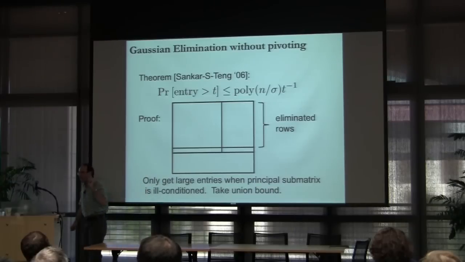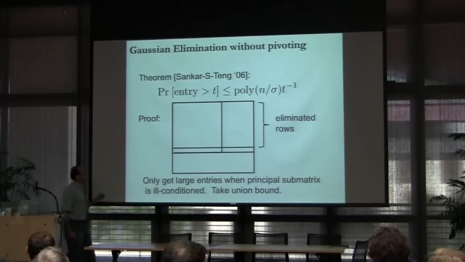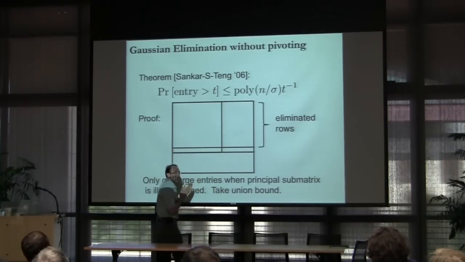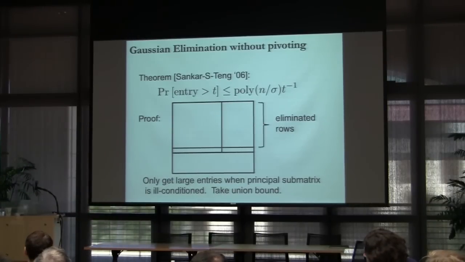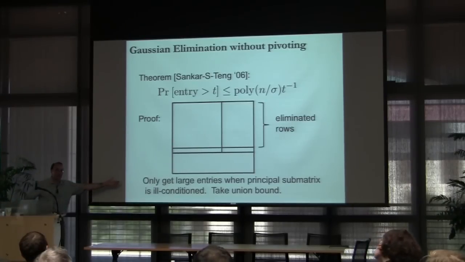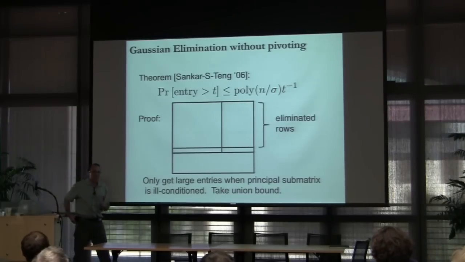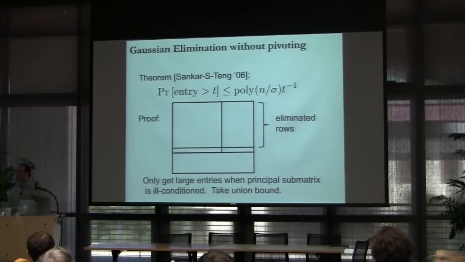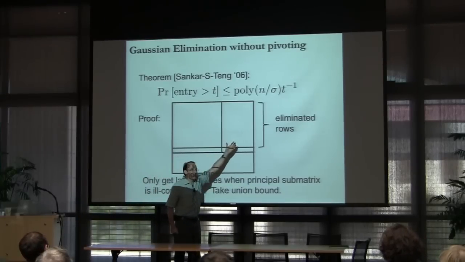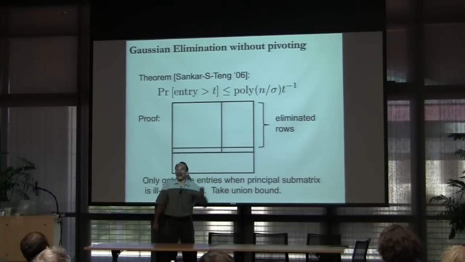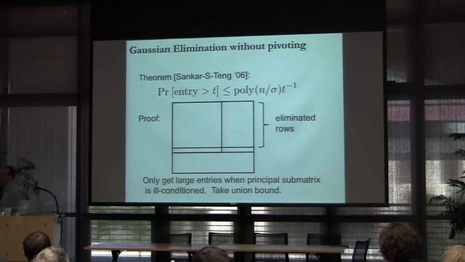So in some way, the only way you can get large numbers when you're doing Gaussian elimination without pivoting is if one of your principal submatrices, as you grow, happens to be ill-conditioned. And we just proved that it's unlikely that a matrix is ill-conditioned, and there are n principal submatrices. You can take a union bound over them. So it's unlikely that you get large entries when doing Gaussian elimination, even without pivoting, if you have a perturbed problem. I do view this as slightly a negative result for perturbations, because we know we don't use this algorithm. But maybe this behavior, that an entry being larger than t is at most 1 over t, is not good enough. Maybe if it were like 2 to the minus t, we would use this algorithm. But 1 over t is not good enough.